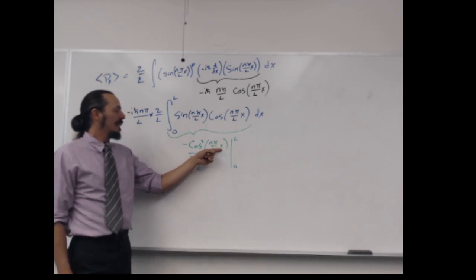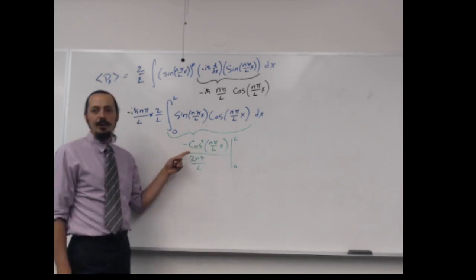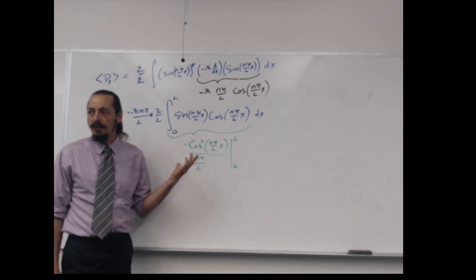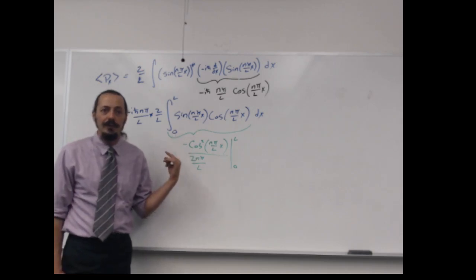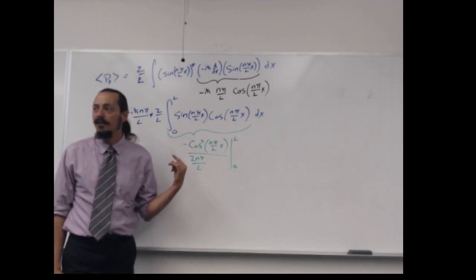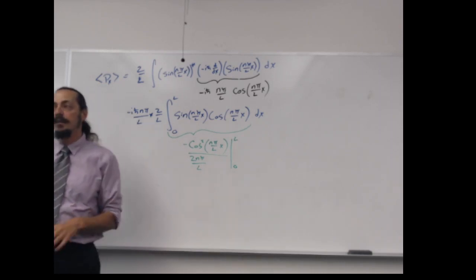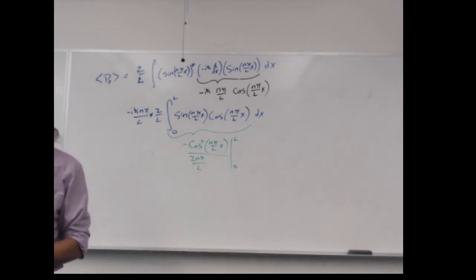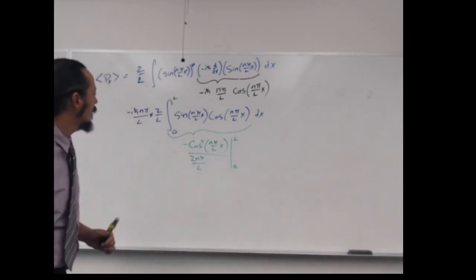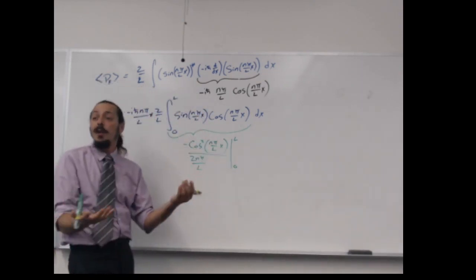What if I plug in L here and I have the cosine squared of n pi? What's the cosine of n pi? Show me with your fingers. Cosine of pi, or 2 pi, or 4 pi, or 5 pi, or 6 pi. Not 0. 1. Cosine of pi is 1. Okay. So cosine of pi is 1, and 1 squared is 1.